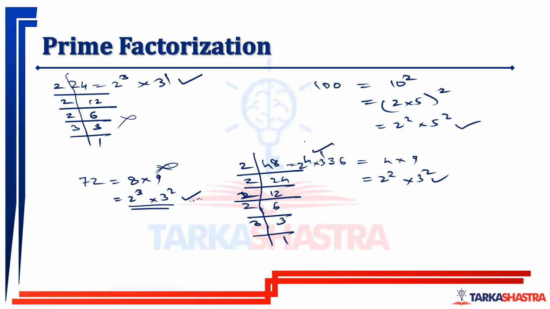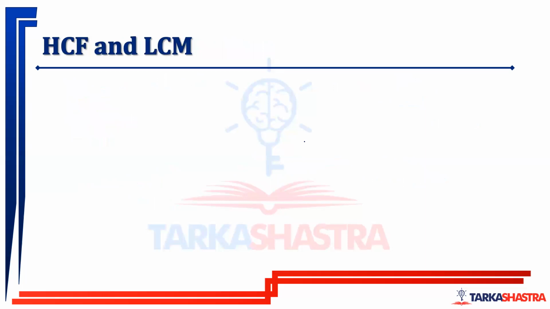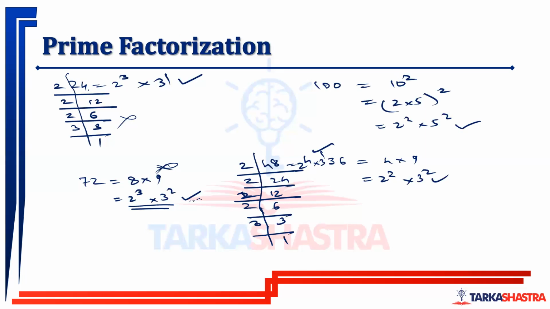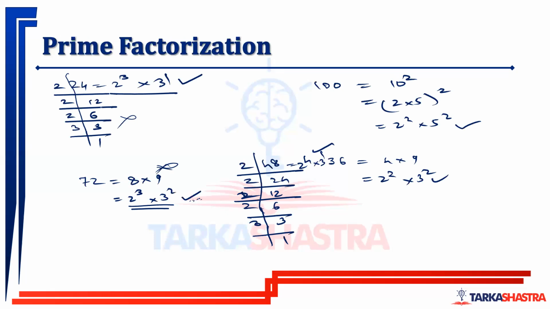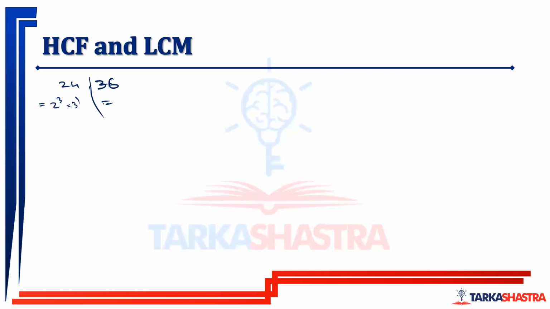Now, using prime factorization, we'll try to find HCF and LCM. Now we have to find HCF and LCM. For example, I want to find the HCF and LCM of 24 and 36. The prime factorization of 24 is 2 cube into 3 to the power 1. The prime factorization of 36 is 2 square into 3 square.